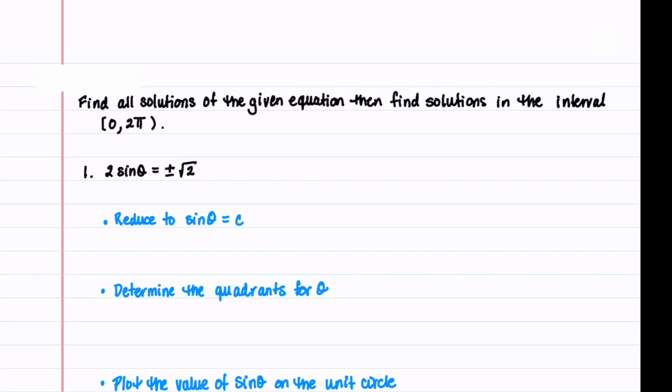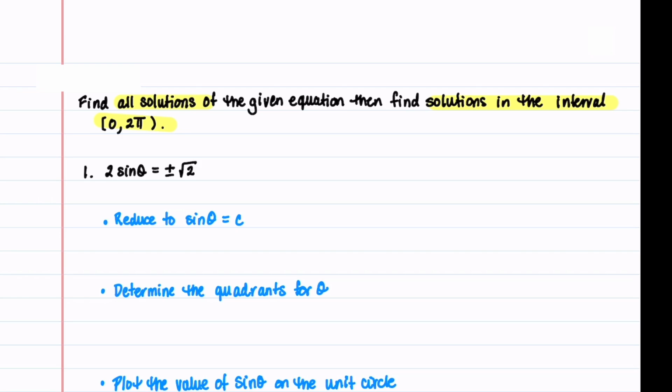In this video, I'm going to show you exactly how to easily find all solutions to this basic trigonometric equation, and then we'll find solutions in the interval from 0 to 2 pi. We're going to solve the equation 2 sine theta is equal to plus or minus root 2.